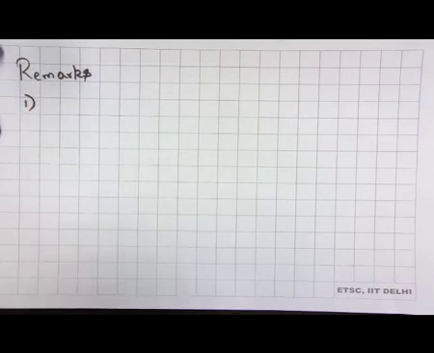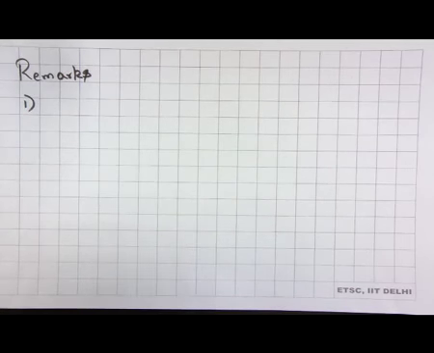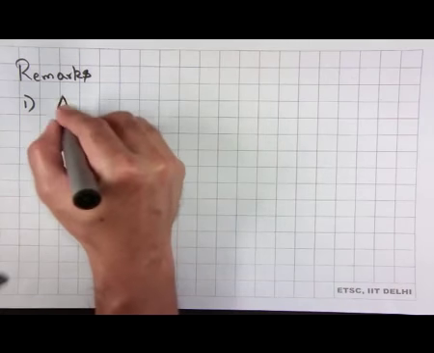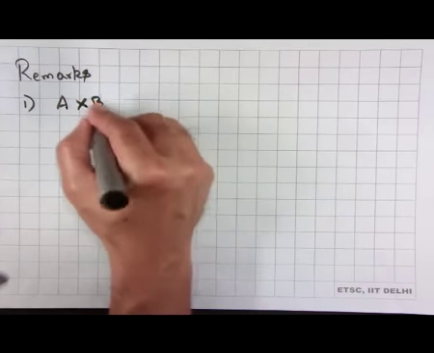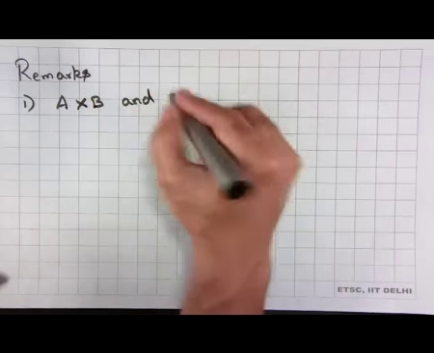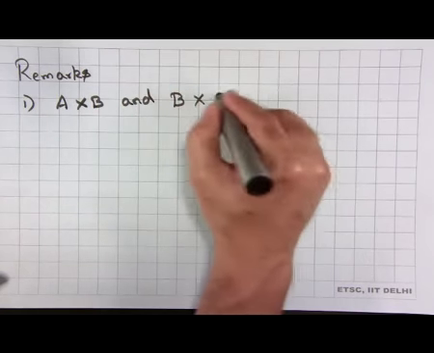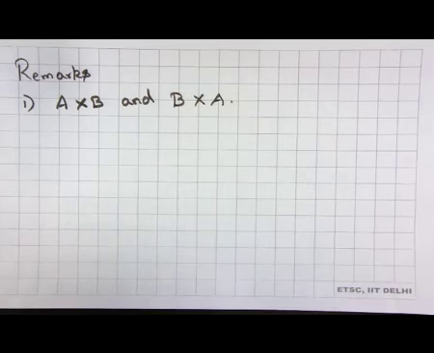The first one, suppose that you have two sets, A and B. Let us look at A cross B and B cross A. Are these two sets one and the same? On what basis and how?